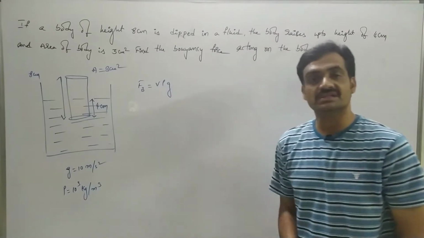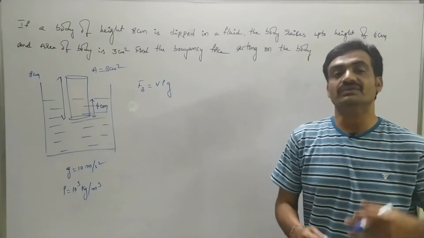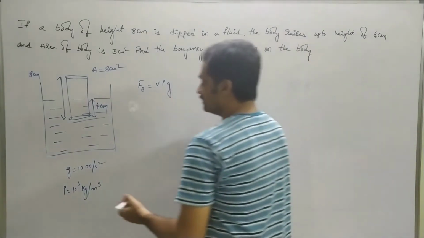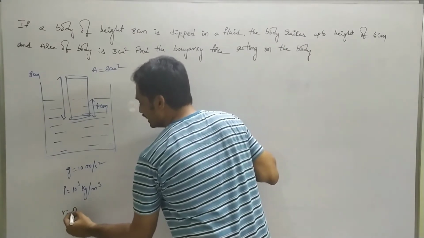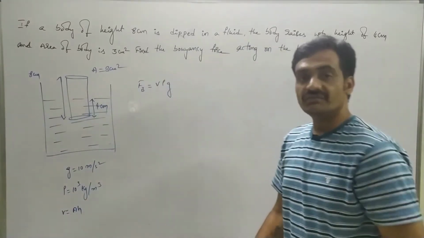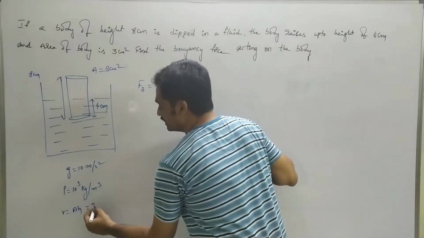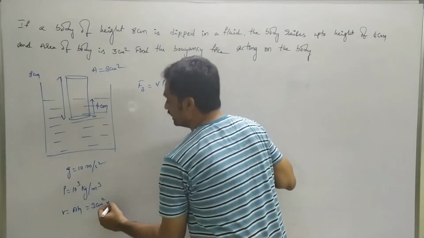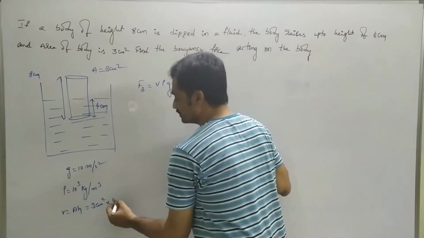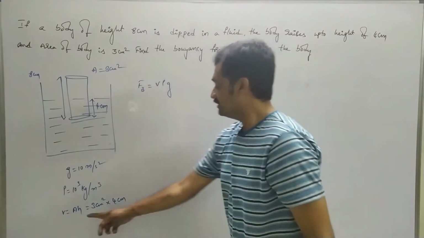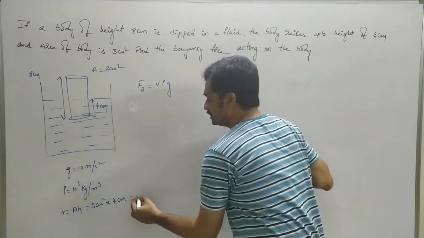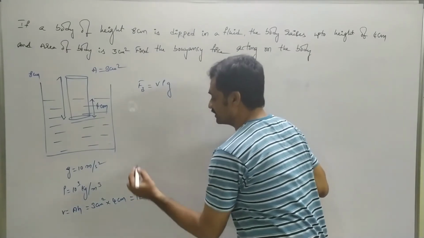Now here we have to represent the volume of the body within the fluid, where we know that V is equal to area into height of the body within the fluid. Area of the body is 3 centimeter square, and height of the body within the fluid is 4 centimeter. 3 into 4 is 12. So here we get 12 centimeter cube.